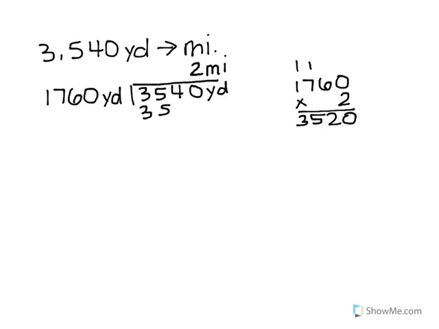And that's 3,520. And I subtract, I get 20 left over. Now this 20 left over is yards. So 3,540 yards equals 2 miles and 20 yards.